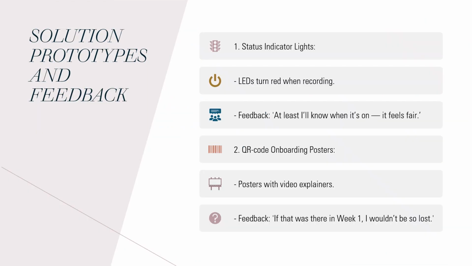So as the solution and feedback, we have two types here. We have the status indicator light, which turns red when recording, and for the feedback: at least I'll know when it's on, it feels fair. And for the second one, it's the QR code on board poster with the video explainer, and the feedback will be: if that was there in week 1, I wouldn't be lost.